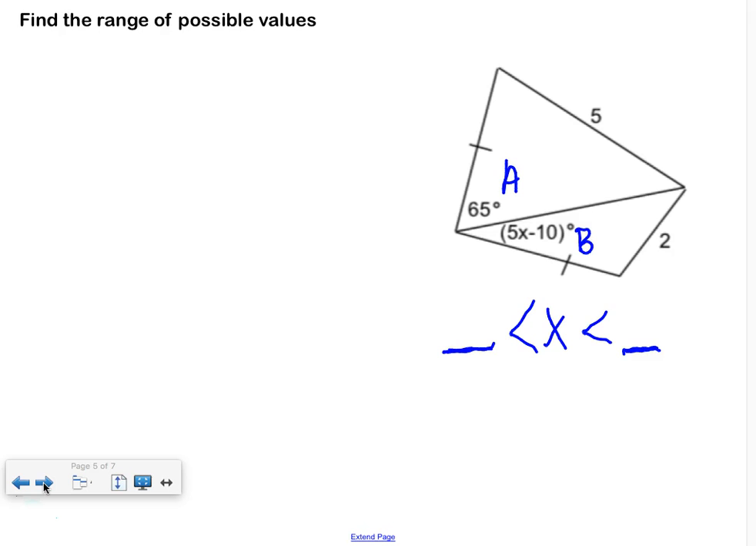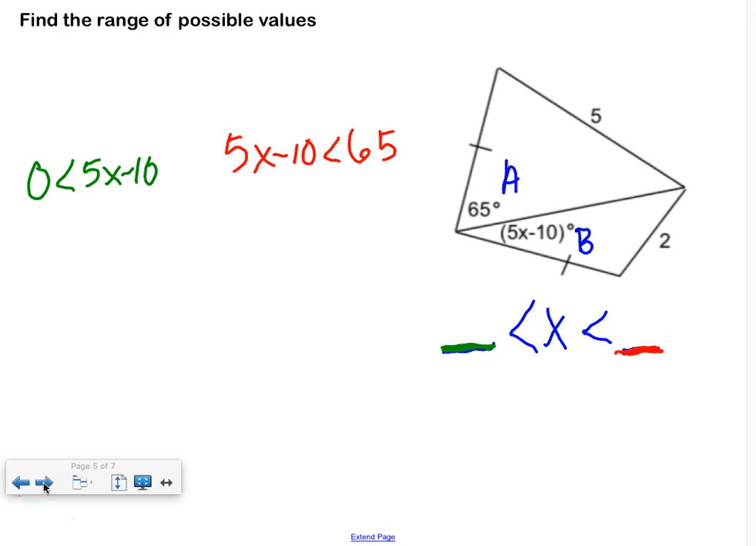So we have two inequalities we need to write. Our first one is going to be, since we said this one's bigger, I know that one has to be smaller, so 5x minus 10 is less than 65. That's going to be our upper bound. But what does this angle have to be bigger than? Bigger than nothing, right? So 0. That's how we find our lower bound. So now you're going to say 0 is less than 5x minus 10. So we have two inequalities we need to solve.